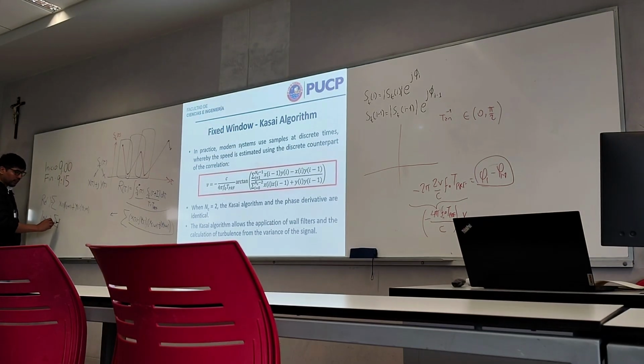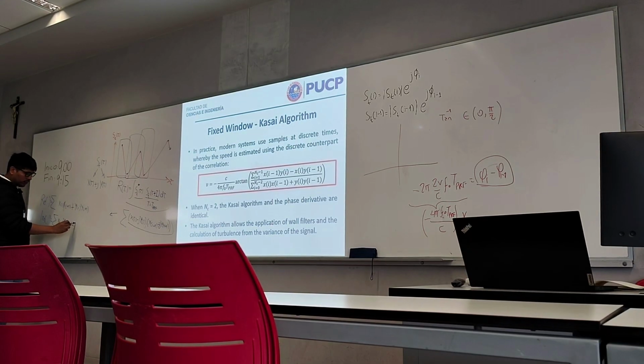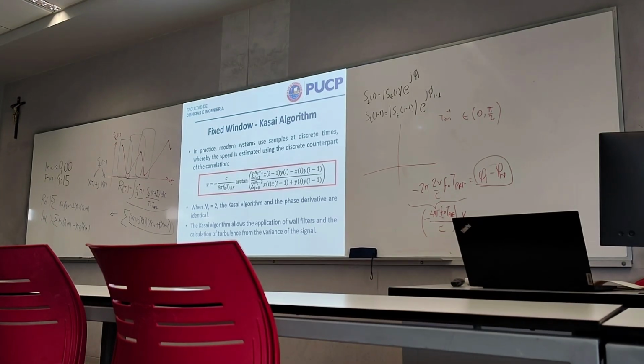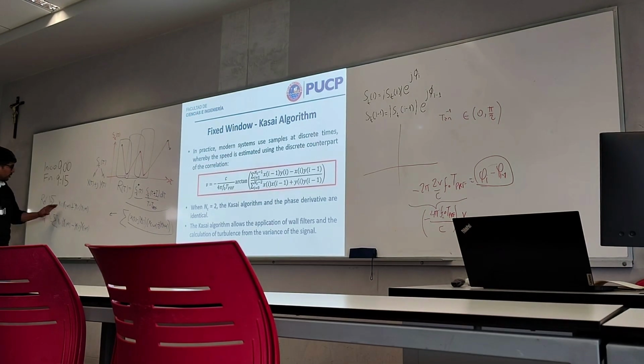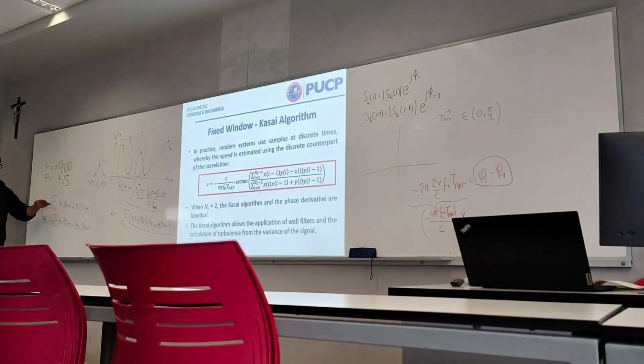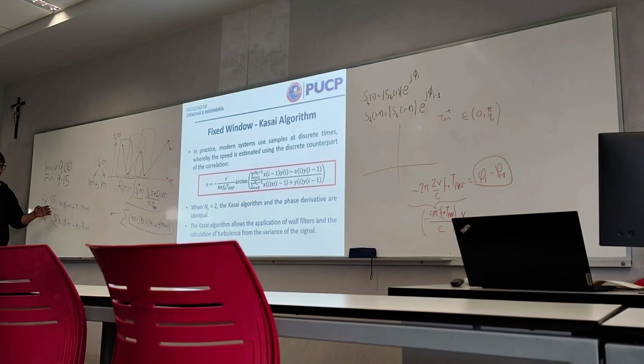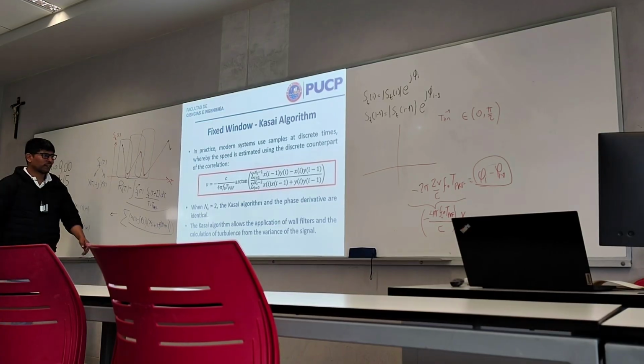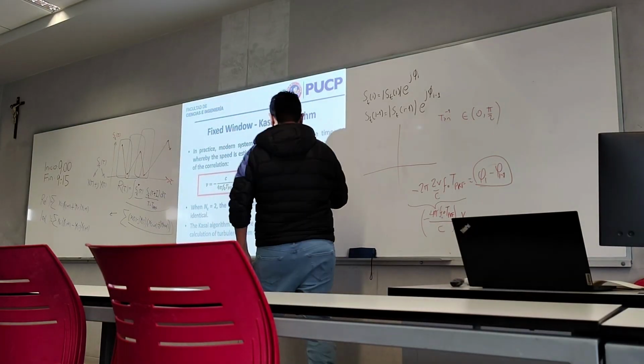So sum of x(i) y(i+1) minus y(i) x(i+1), and basically this is the imaginary part. This is the imaginary part, this is the real part, and we need to divide this by this. And that's what it's saying here. That's the imaginary part and real part.